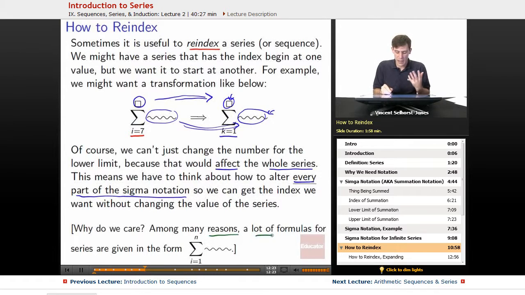But specifically in this course, a lot of formulas that we work with will be given in the form of something with an i equals 1 on the bottom. So we'll have to start at an index of some symbol equals 1 to be able to work with some of the formulas we have. It's really helpful to be able to reindex so we can get to a format that we already have a formula for, as opposed to having to figure out an entirely new formula for some new different index.